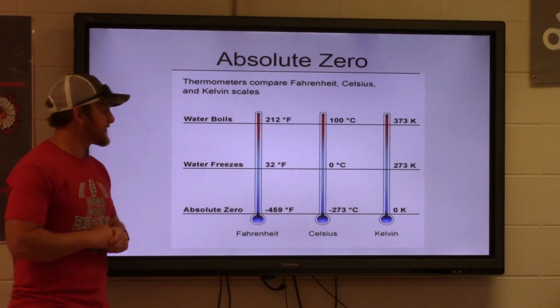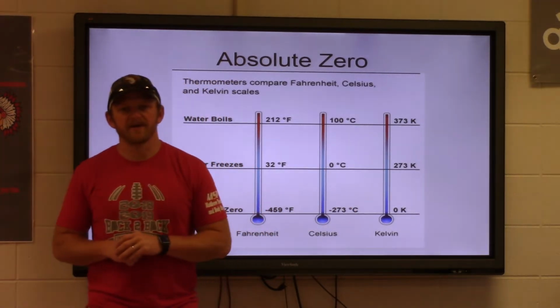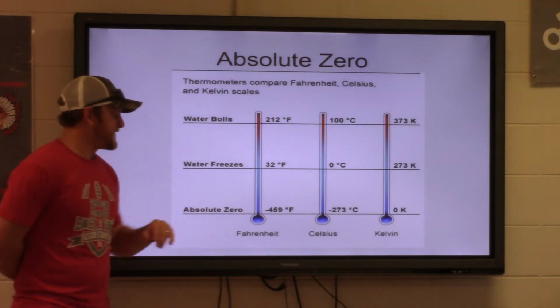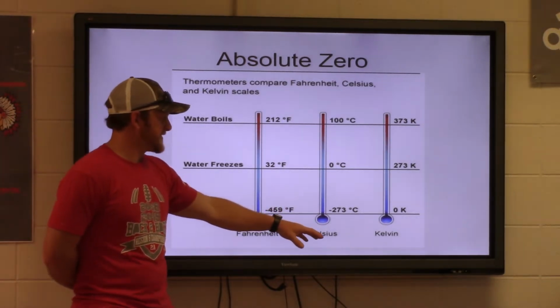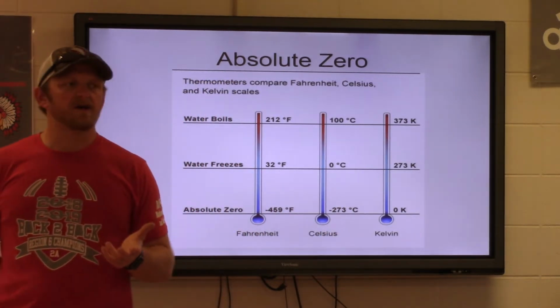We know water freezes at 32 degrees Fahrenheit, which is 0 degrees Celsius, but that's 273 K. Here, we know at absolute zero, negative 459 degrees Fahrenheit, very cold, obviously. Celsius, negative 273, Kelvin is 0 Kelvin. At 0 Kelvin, everything stops moving.